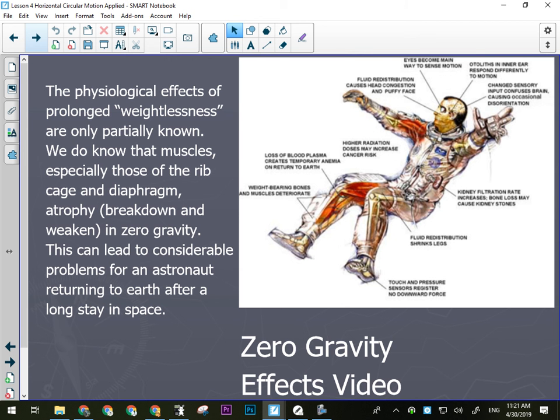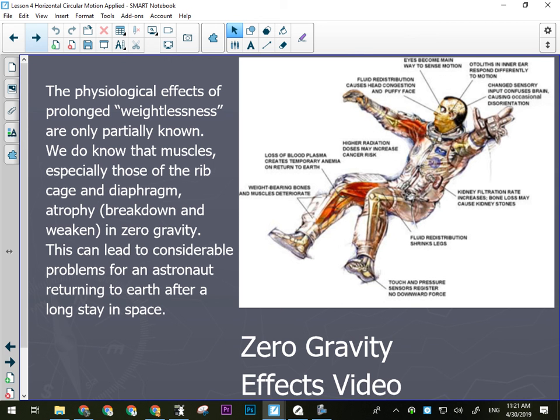In fact, when Chris Hadfield returned to Earth after his stint on the International Space Station, his bone density was the equivalent of someone who was about 60. Because he'd been in space for a long time, and there's just not any way to really simulate the impact that you would normally experience on Earth.